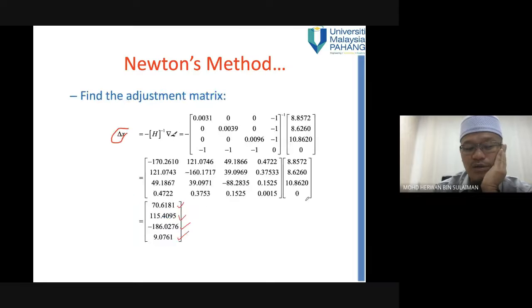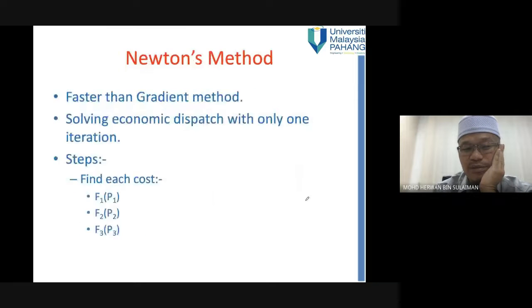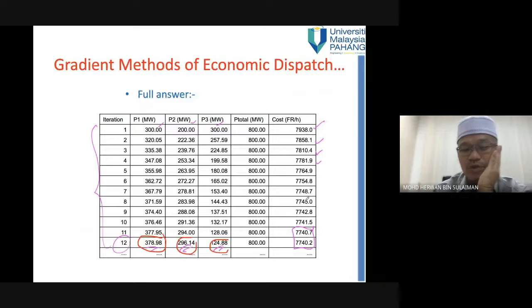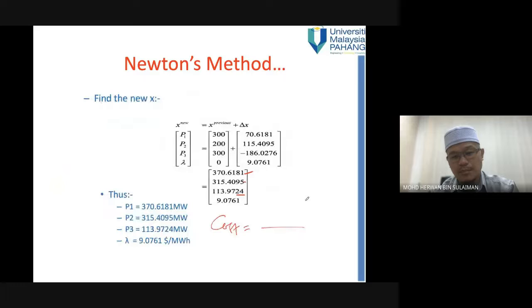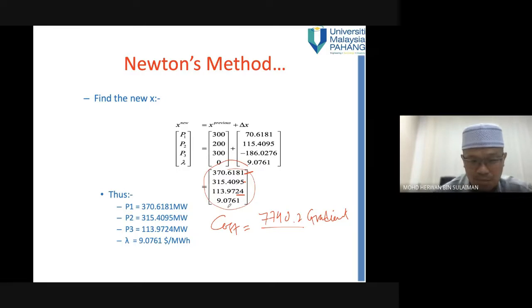Yang tadi kalau gradient kita dapat 7740.2. Okay, kalau guna gradient 7740.2. Ni gradient. So cuba kira yang ni. Masuk dalam cost, tambah semua, dapat apa? Ni lambda tak penting lah. Yang penting ni je. Berapa dapat? Cuba kira.